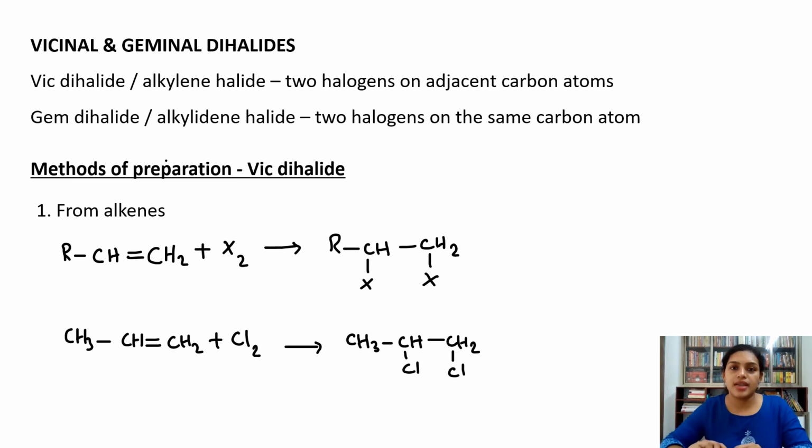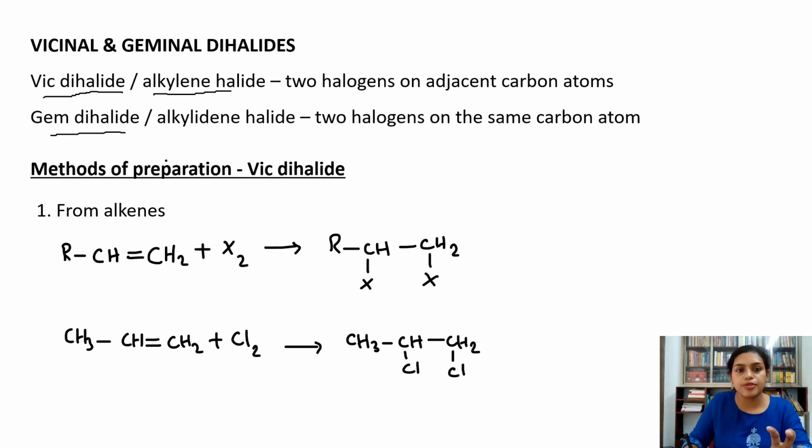Vicinal and geminal dihalides. Dihalides are compounds in which there are 2 halogen atoms present in a single compound. They can be of two types, which are vic dihalide and gem dihalide. Vic dihalide is otherwise known as alkylene halide. Two halogen atoms on adjacent carbon atoms.